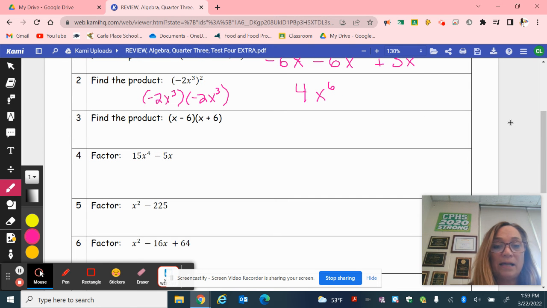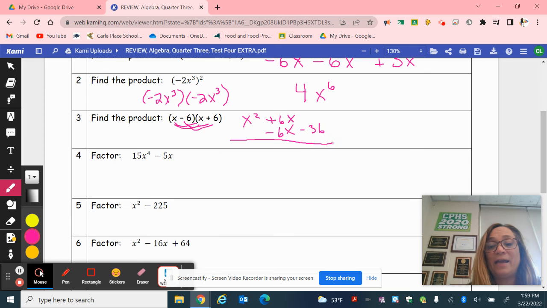Okay, find the product. So I'm going to do the x times x and x times 6x. So x squared plus 6x. And now I'm going to do the negative 6 times the x and the negative 6 times the 6. So negative 6x squared minus 36.